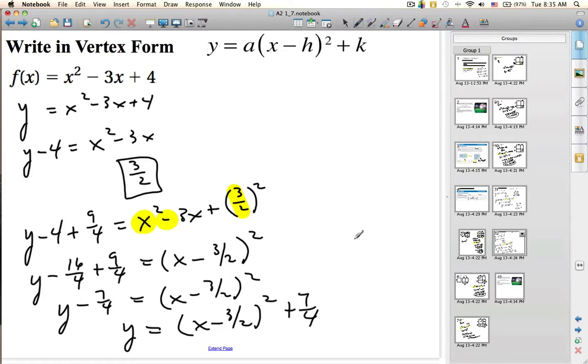Okay, so in this case, my vertex would be at 3/2, 7/4. That's my vertex. Okay. Another thing we're going to use completing the square for later in this course is in working with conic sections as we go ahead and write conic sections into standard form. So it's an important skill to learn.